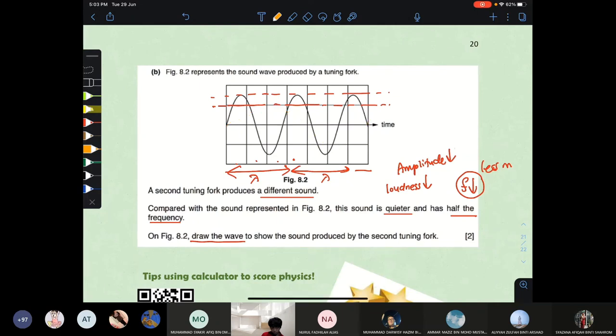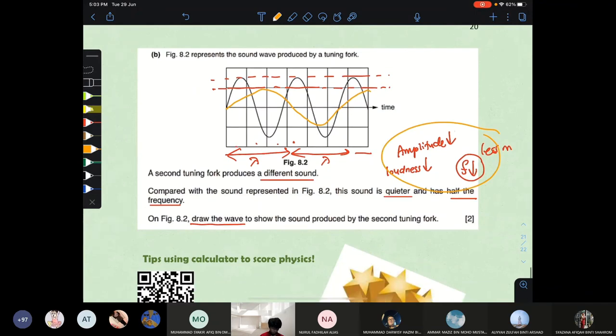Lebih kurang macam tu lah. Kita nak tunjukkan dia punya frequency berkurang and the amplitude pun lesser. Okay. So, make sure you know the difference. I think that's all for today.